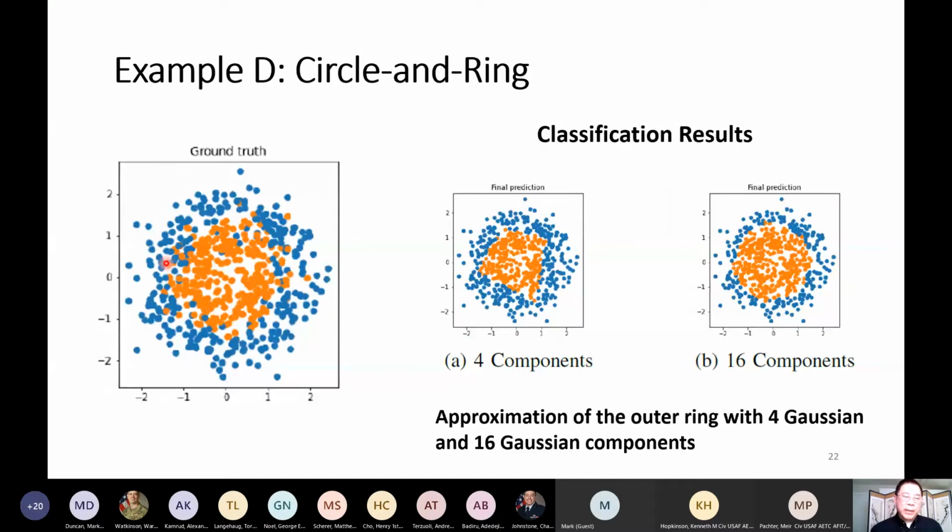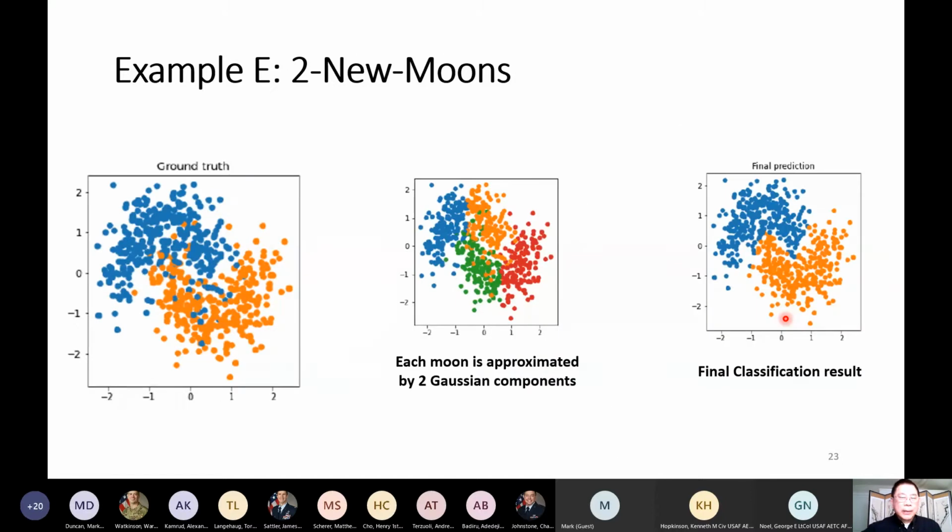Okay, so now let's go to something that is not like a Gaussian blob. We look at a more general distribution. So this is called a circle and a ring, and we have to approximate this ring. The circle is just one Gaussian blob. But the ring we can consider as a multiple Gaussian mixture model. So here, suppose you have 4 mixture models, and here you have 16 models. Once you get 16, you can approximate the ring better.